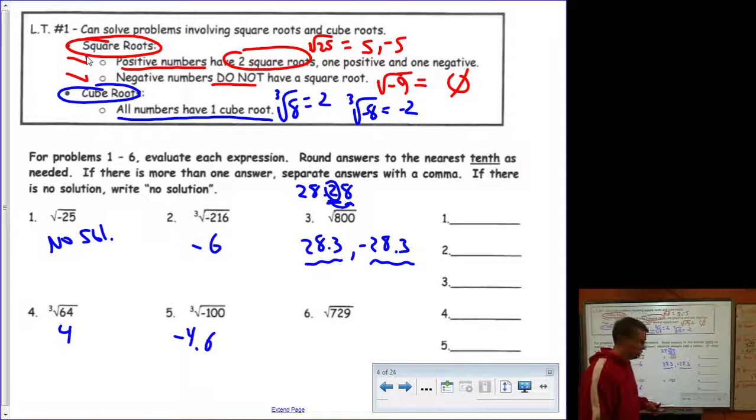And last up, the square root of 729. And the square root of 729 is 27, or negative 27. Your calculator is not going to tell you there's 2 answers. You've got to know it.